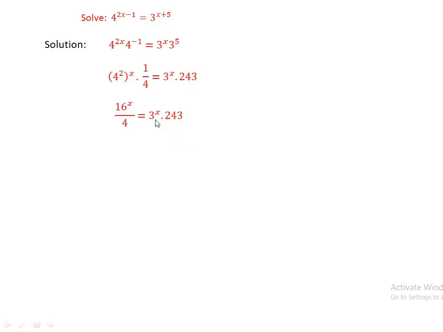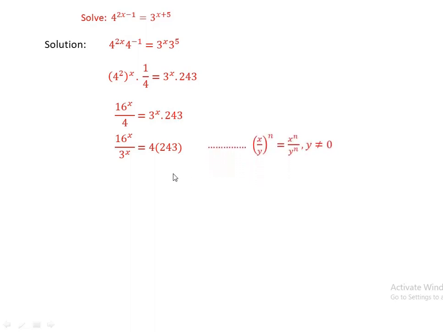Again, since 3 to the power of x is different from 0, we can divide both sides by 3 to the power of x and multiply both sides by 4. Then we have 16 to the power of x over 3 to the power of x is equal to 4 times 243. Again, using the rule that x to the power of n over y to the power of n is the same as x over y to the power of n, whenever y is different from 0.